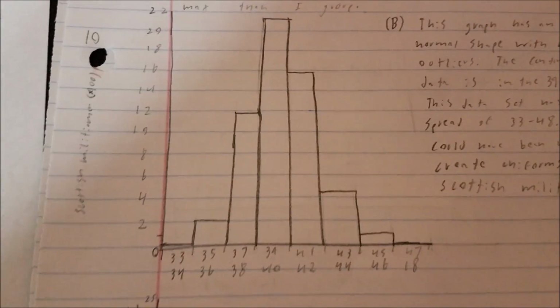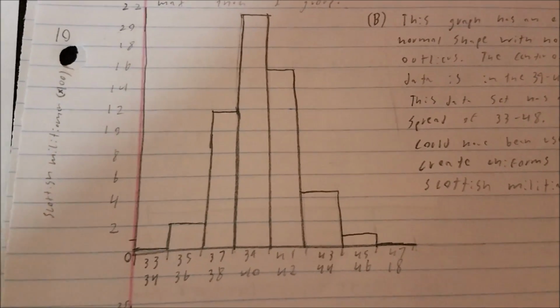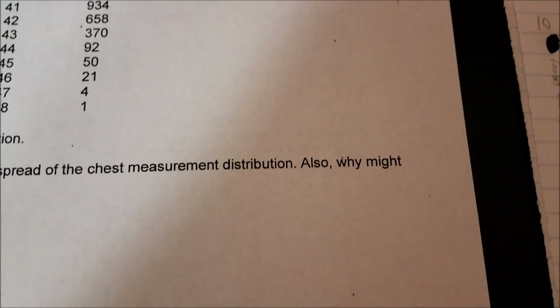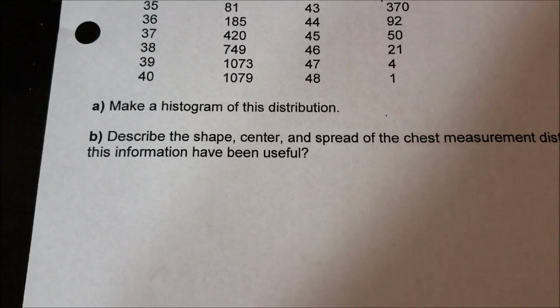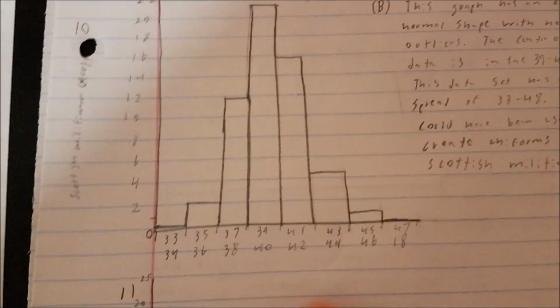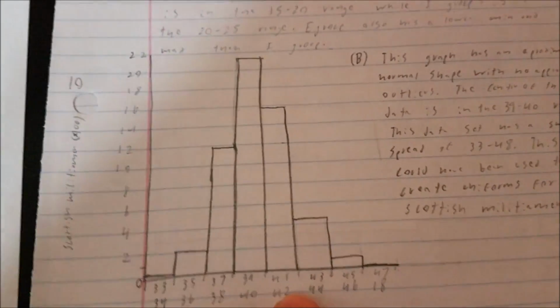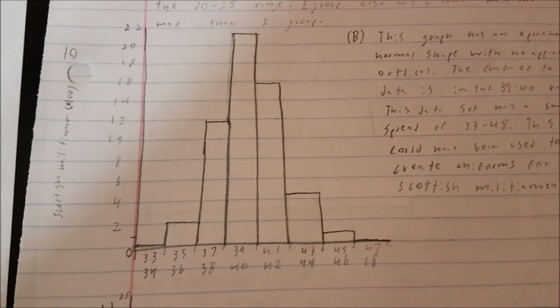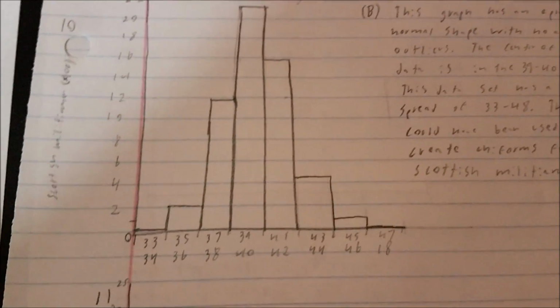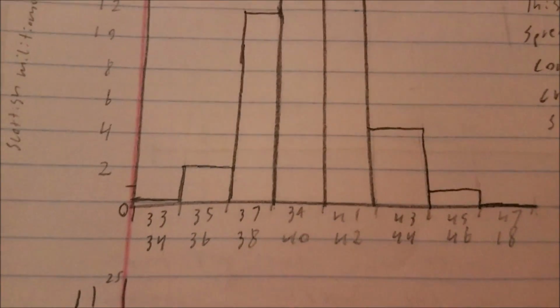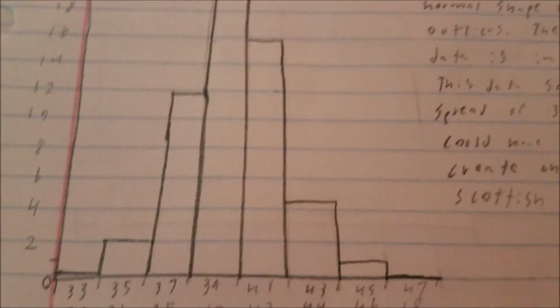Now, looking at this histogram, we can use it to answer question B, which is describe the shape, center, and spread of the chest measurements, and also, why might this information be useful? Alright, from the shape, we can see that it doesn't really have that many extreme values. Everything is pretty close. So this is an approximately normal shape. And this should be confirmed because the median and the mean should be pretty close to each other if this is an approximately normal shape.